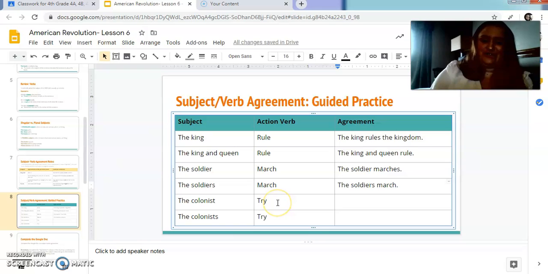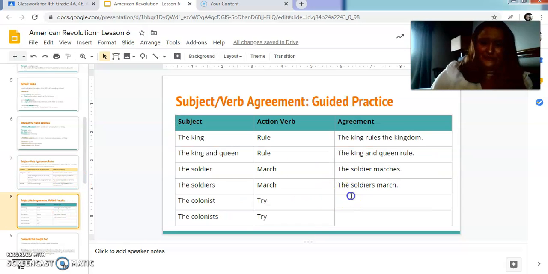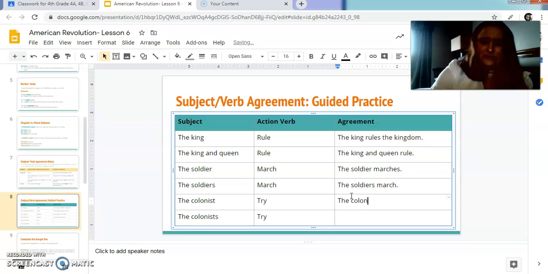The colonist tries. So the colonist, there's only one, there's an S on it. But this ends in a Y, and I remember there's a rule that we have to do something kind of funky when we have a Y. We have to change the Y to an I and add an ES. So the colonist try, I'm going to take that Y, change it to I, add an ES. The colonist tries.